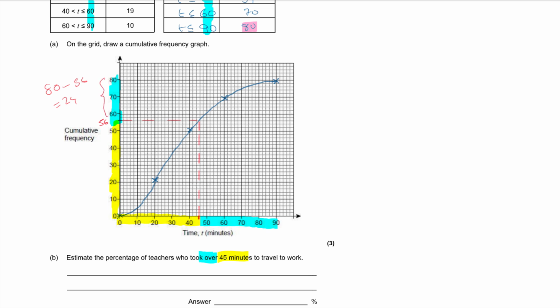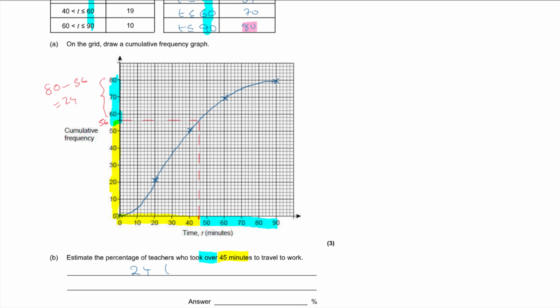So there are actually 24 teachers who took more than 45 minutes to travel to work. That's a very long time to travel to work. Teachers, go and live a bit closer to your school.